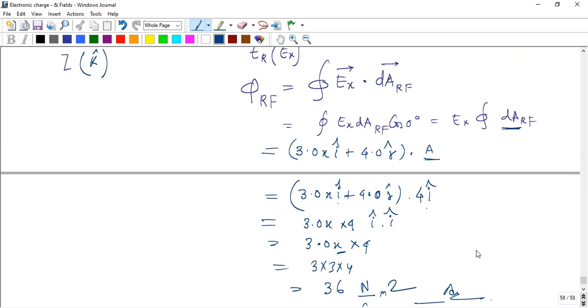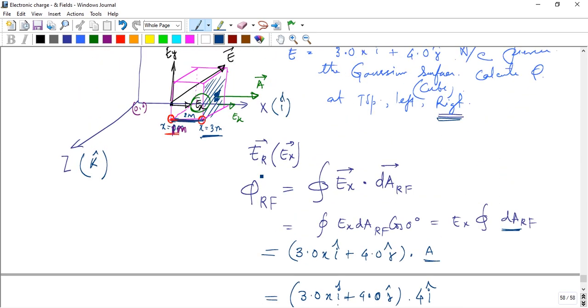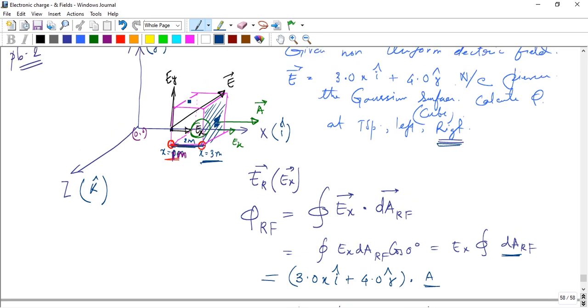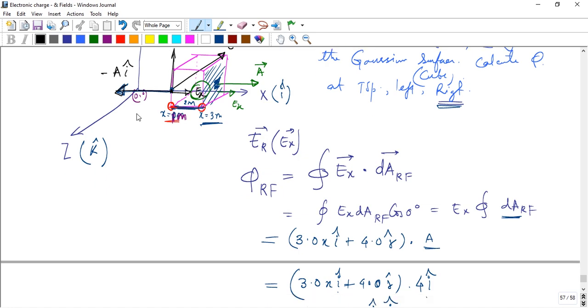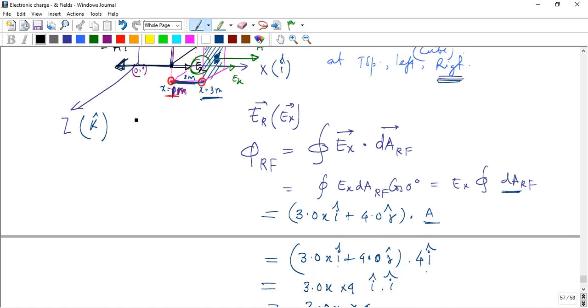So what is the value for the left face? The left face is the one behind. See carefully: the area is in the minus x direction, which means minus i cap. So we get similar values, with minus i cap.